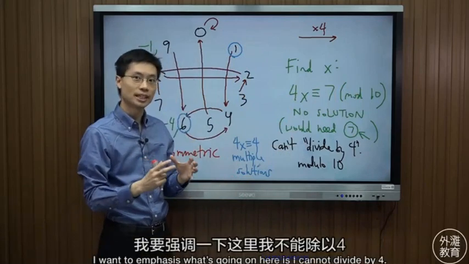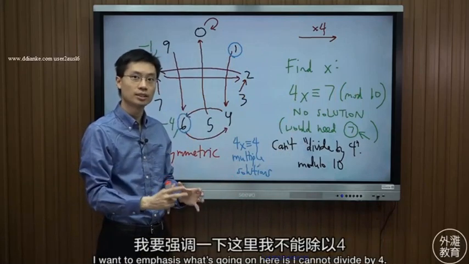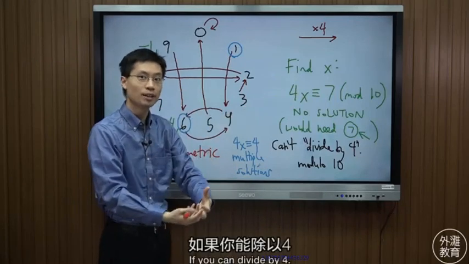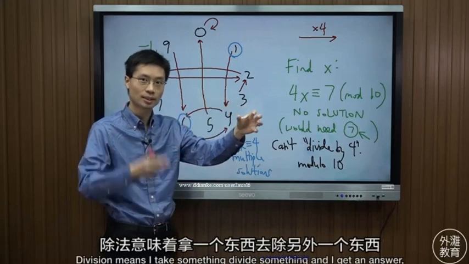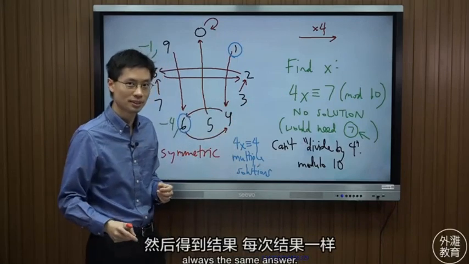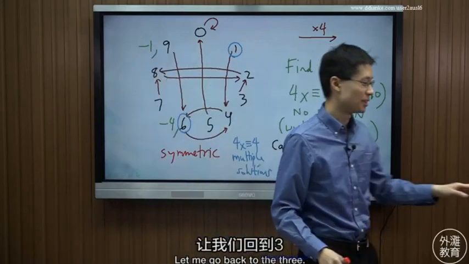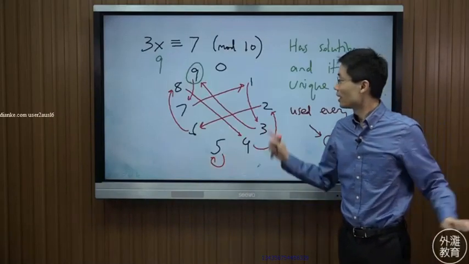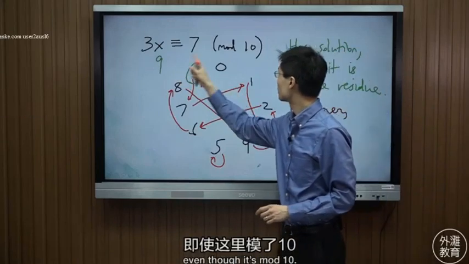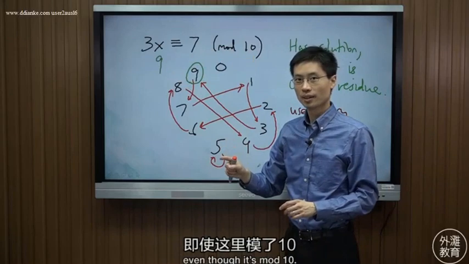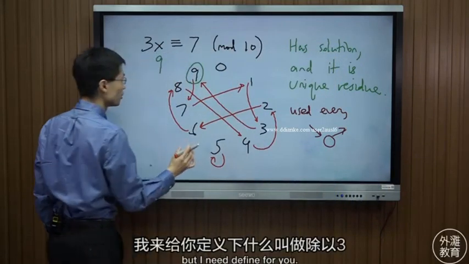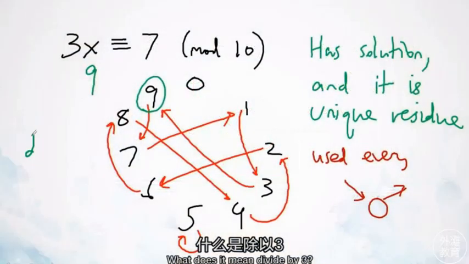I want to emphasize that what's going on here is I cannot divide by 4. If you could divide by 4, division means I take something, divide something, and I get an answer, always the same answer. But let me go back to the 3. I can divide by 3. Even though it's mod 10, I can divide by 3. But I need to define for you, what does it mean to divide by 3?